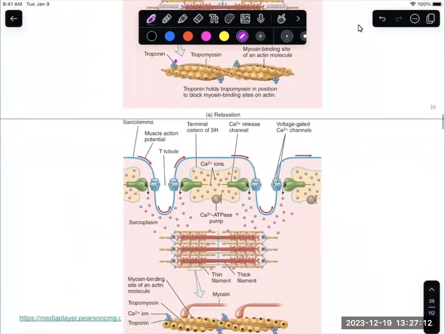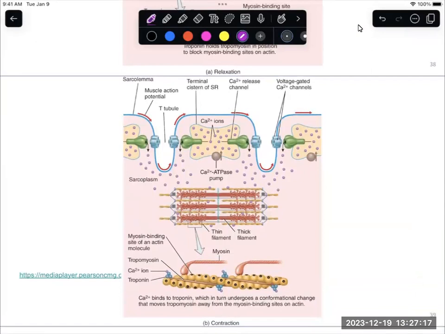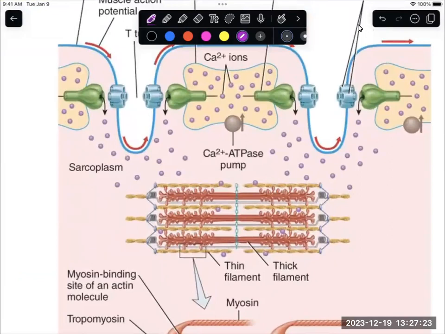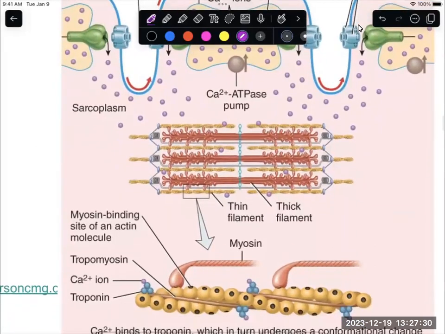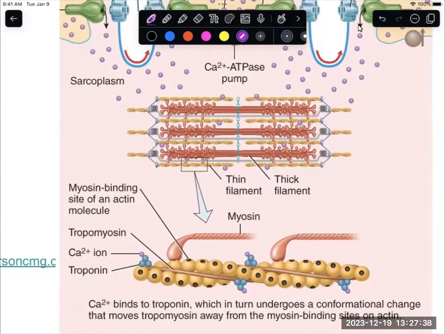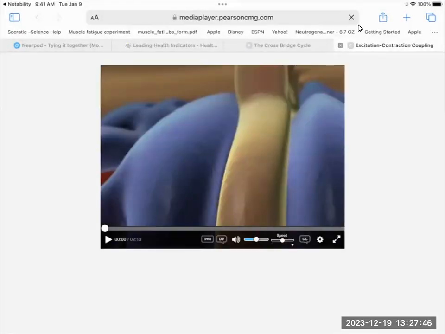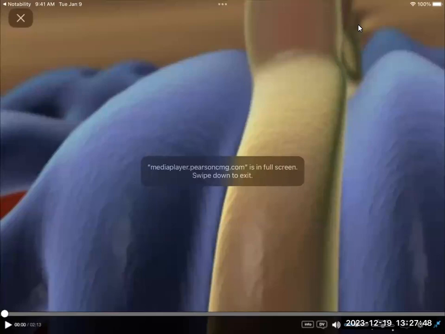So, an action potential comes across, changing that charge. When that charge changes, this calcium gets released. The calcium that gets released will bind to that troponin, which moves that tropomyosin out of the way and allows these myosin heads to bind. And it'll allow for this whole process to start. So let's look at what is happening here.